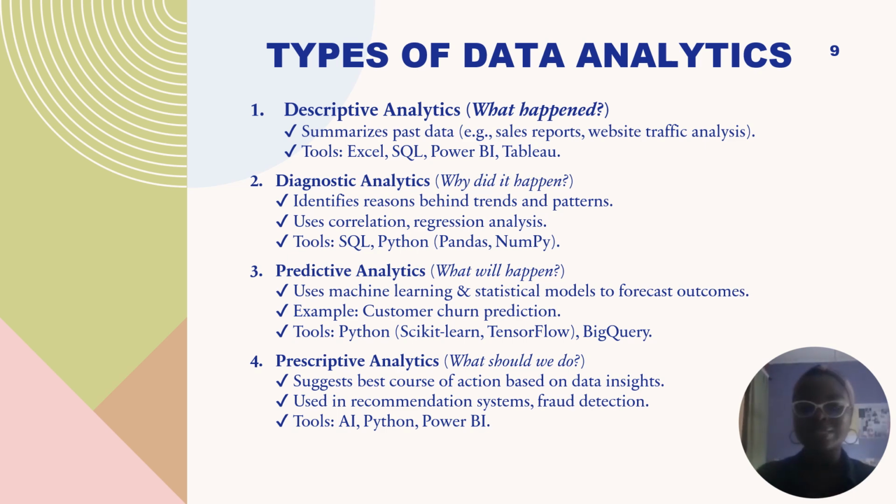So predictive analytics is what will happen. In what will happen, we use machine learning and statistical models to forecast outcomes. What will happen in the next 2 to 3 years if sales remain like this? What will happen based on the past history, based on the past trend in our business? An example is customer prediction. How can you predict customer acquisition? In the next 5 years, in the next 10 years, you are going to have so many customers.